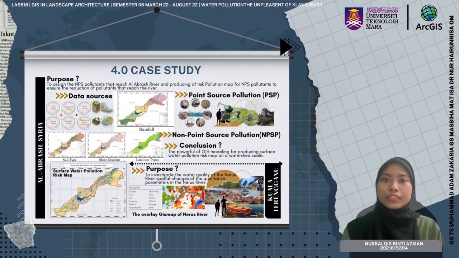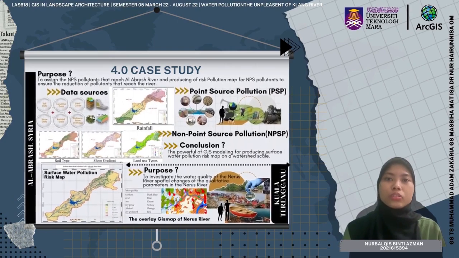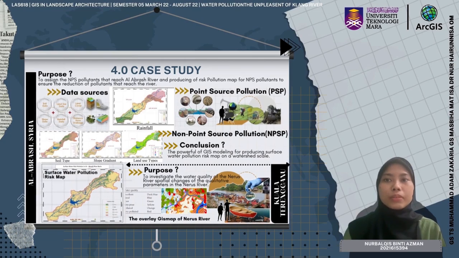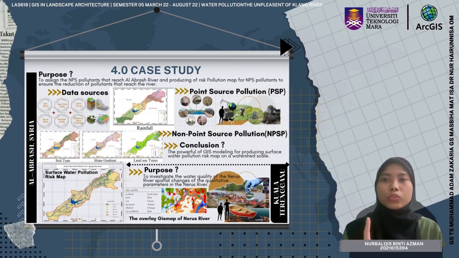But before we implemented the analysis in our site, we have gone through two case studies, local and international, to study how they overcome the issues using ArcGIS. The first one is located at Al-Brash in Syria. They use ArcGIS to assign NPS pollution to the river and produce a pollution risk map to ensure the reduction of pollution. The data sources include soil and land use, land cover, slope, rainfall and distance from drainage.